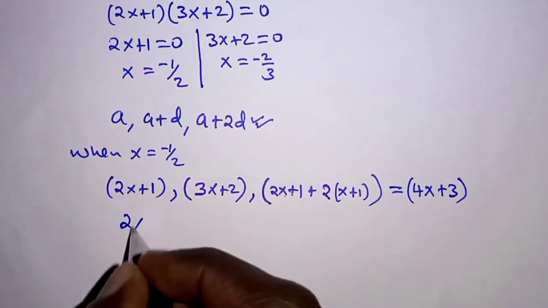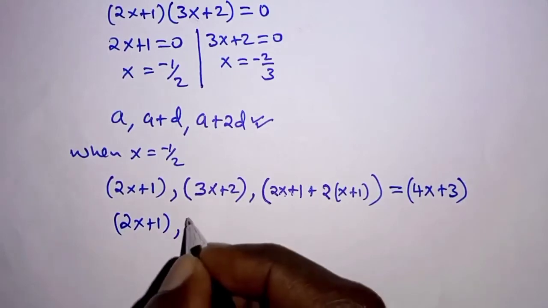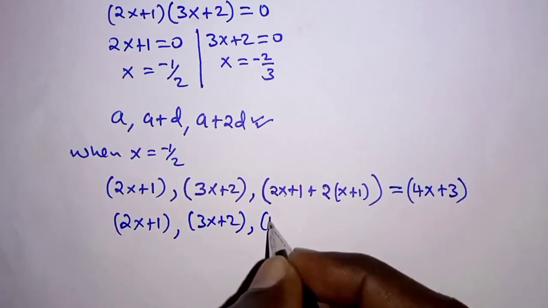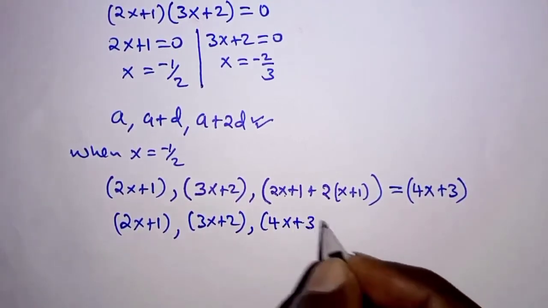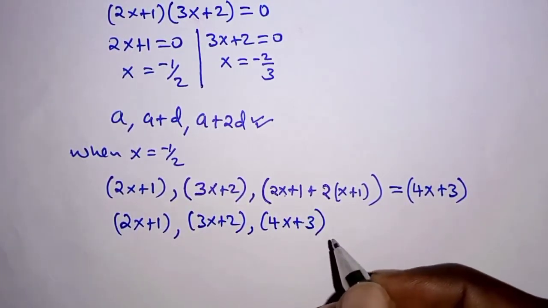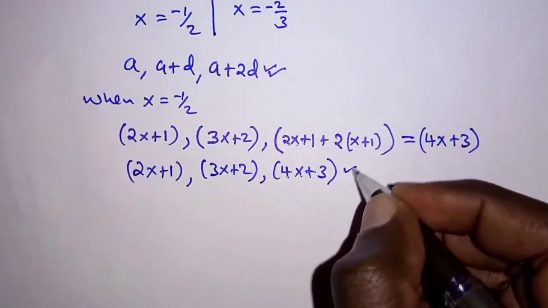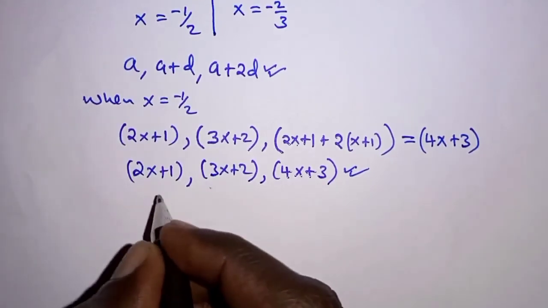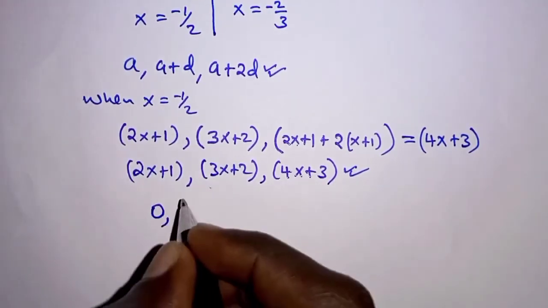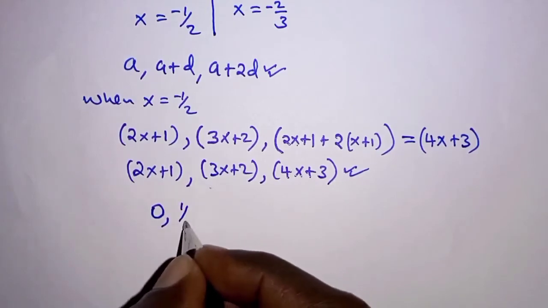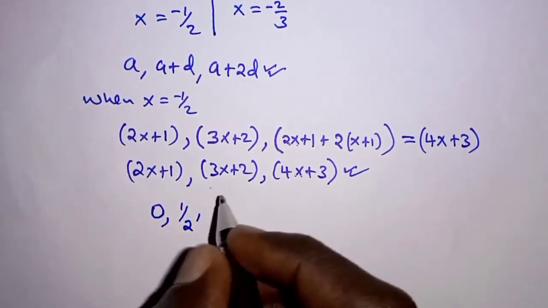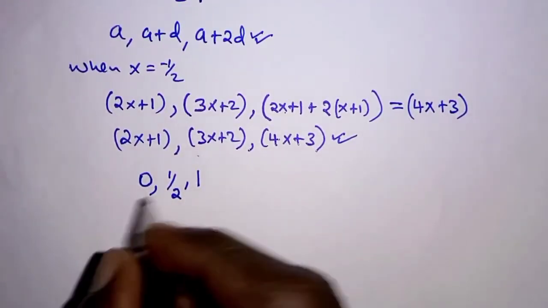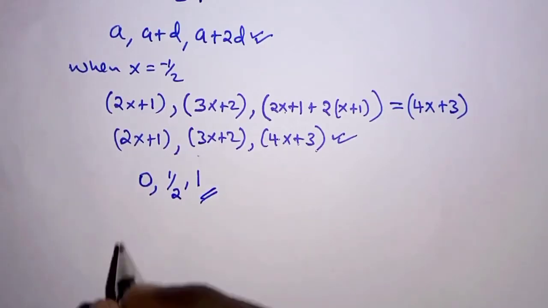For clarity, let's have 2x plus 1 for the first term. Second term is 3x plus 2. Third term is 4x plus 3. Doing our substitutions here, when x is negative a half, the first term should be 0, the second term should be a half, and the third term should be 1. And again, this is for the first sequence.